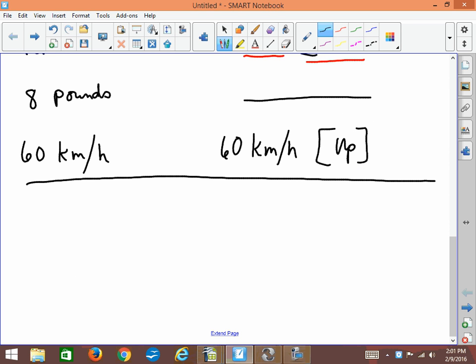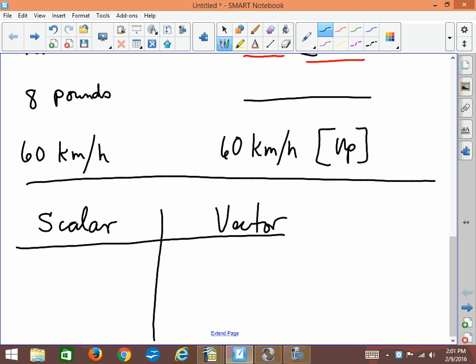So now that we know that, let's look at the four things that we talked about already. Let's look at speed. Let's look at the scalar name and the vector name for the things that we just talked about. Let's make a little chart here.